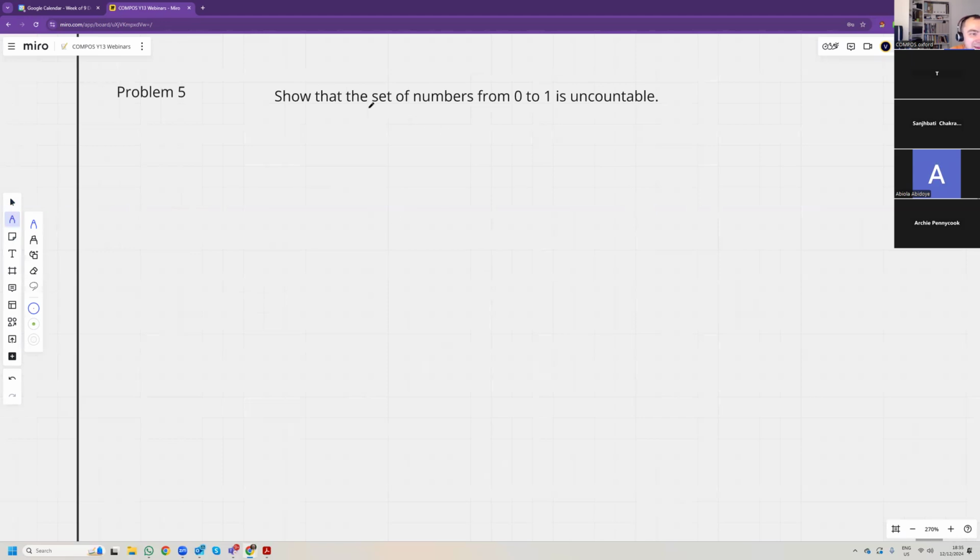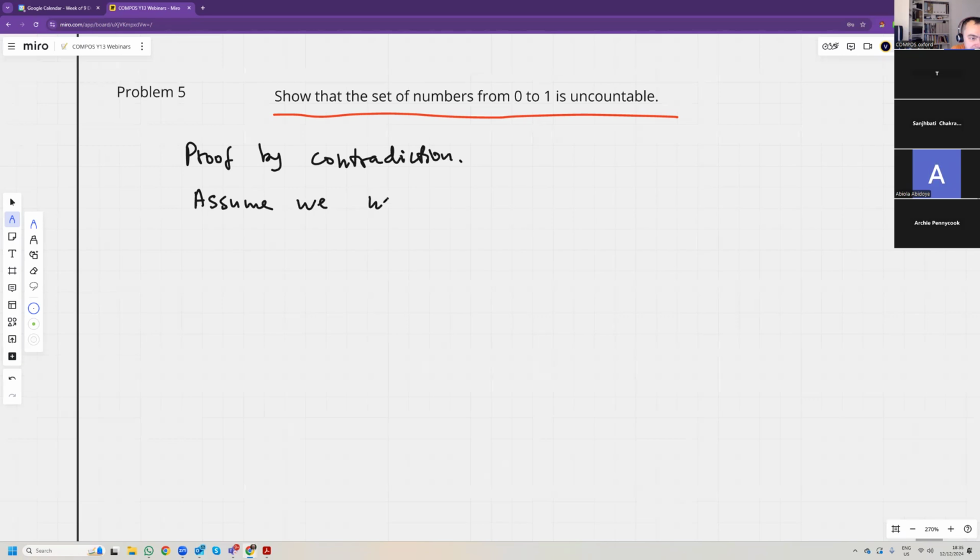So, show that the set of the numbers from 0 to 1 is uncountable. Well, that means we cannot make a correspondence. We will do a proof by contradiction. Proof by contradiction. Imagine or assume we managed to number all real numbers from 0 to 1.